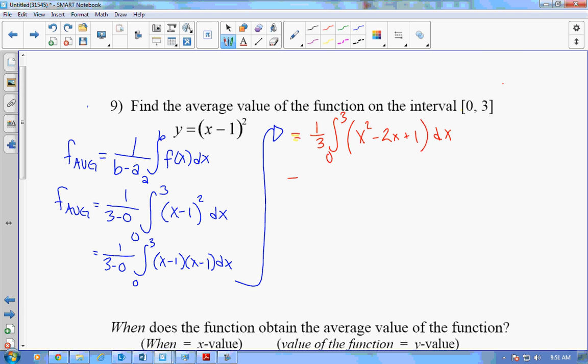Polynomials are easy to both take the derivative of and to integrate. Those are your friends. When it's not a polynomial, it gets a little more difficult. This 1/3 again just comes along for the ride. It's just a multiplier. You don't multiply it in until the end. But don't forget that it's there.